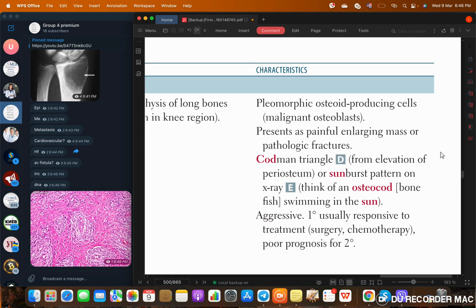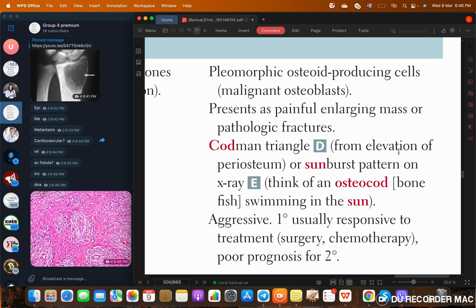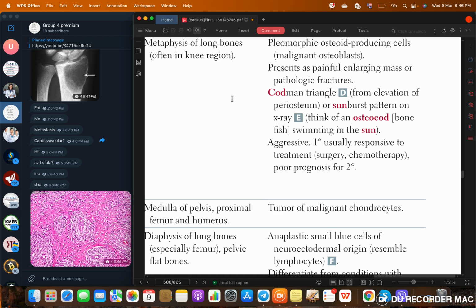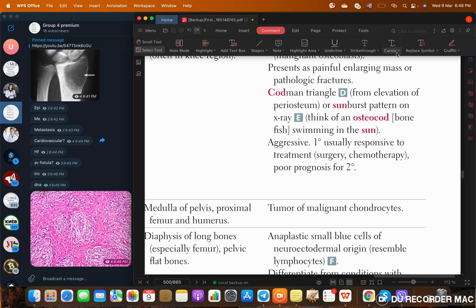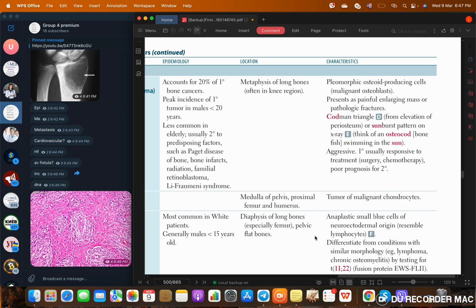Okay. So pleomorphic and osteoid producing cells present as a painful enlarging mass or a pathological fracture. These patients can have basically a radiological finding known as Codman triangle, which is an elevation of the periosteum in a shape of a triangle, or the sunburst appearance.